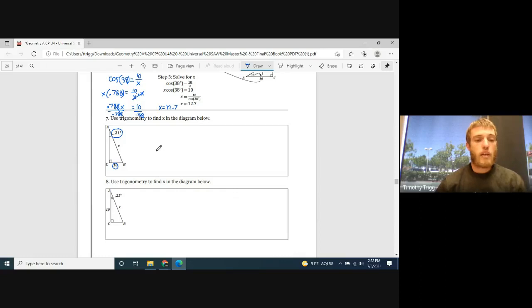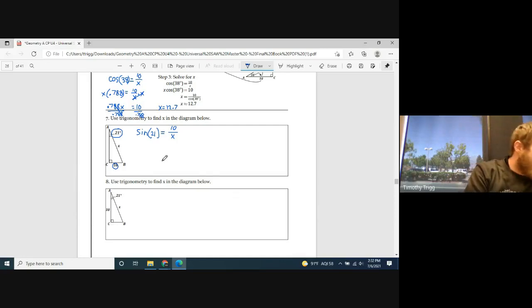So which trig function involves opposite and hypotenuse? Well, hopefully you know that that's sine. Sine involves opposite and hypotenuse. So sine of 21. Put the angle always in the trig function. The angle goes there. So sine of 21 equals opposite over hypotenuse. In this case, that's 10 over x. Now in our calculator, we want to do sine of 10. Oh, not sine of 10. Sine of 21. And that gives us 0.358.